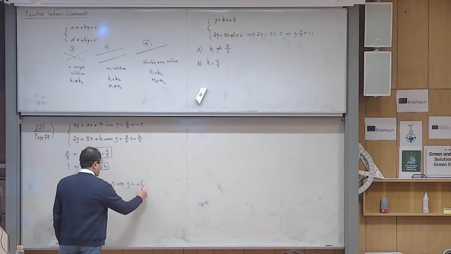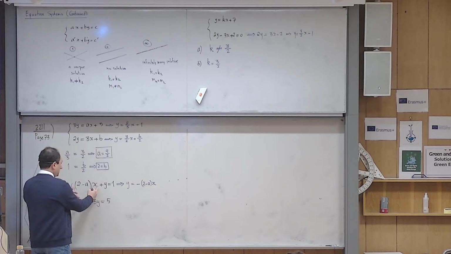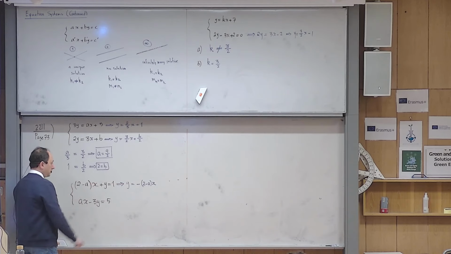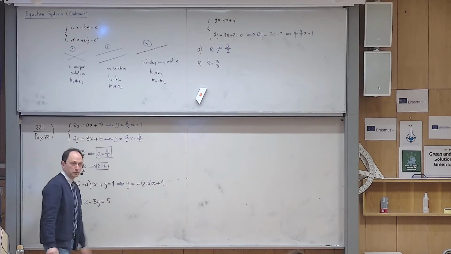So I move this to the other side. It becomes minus 2 minus ax. Yes, you see, there was no sign here. I consider it positive. When I move the whole expression to the other side, it becomes negative of that expression. 1 is already there, so I write it here. So that is my y.